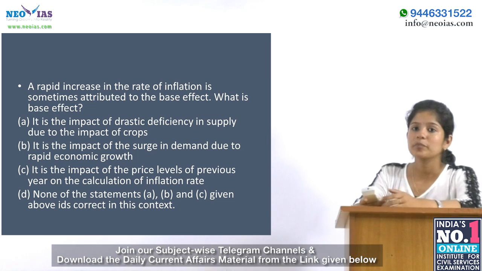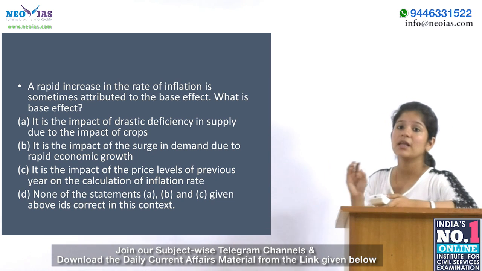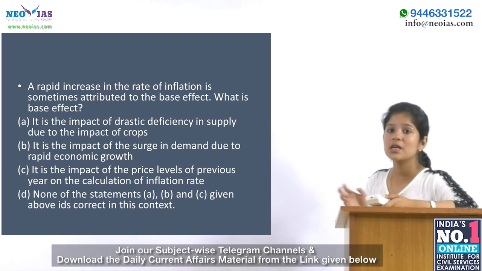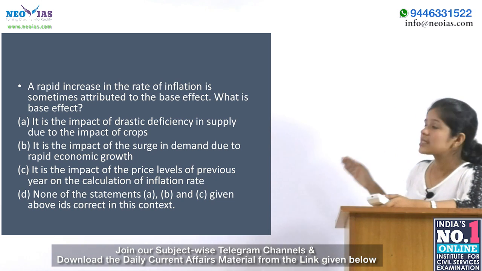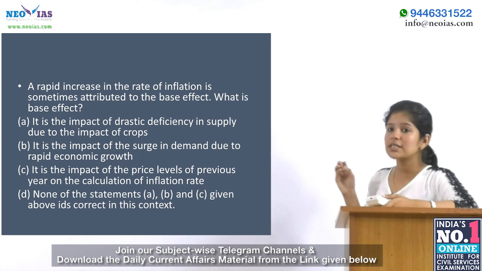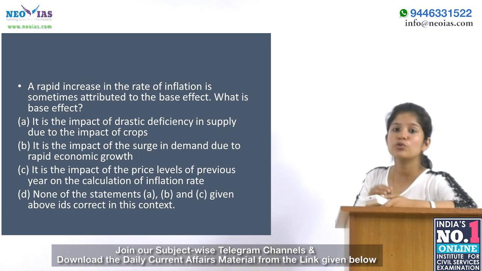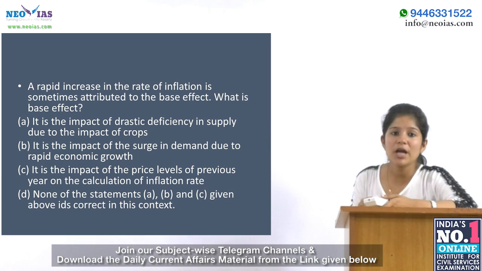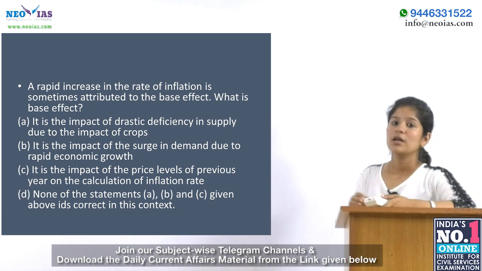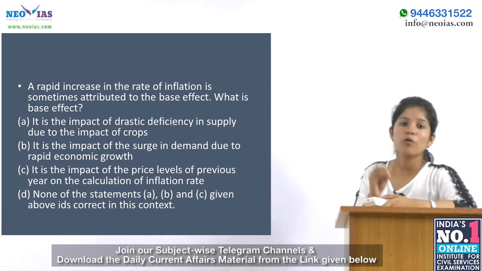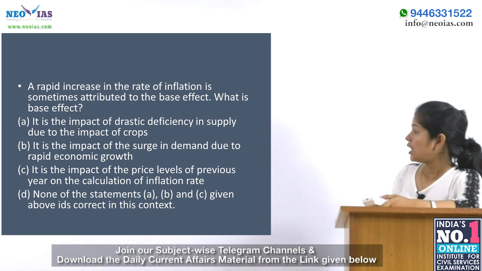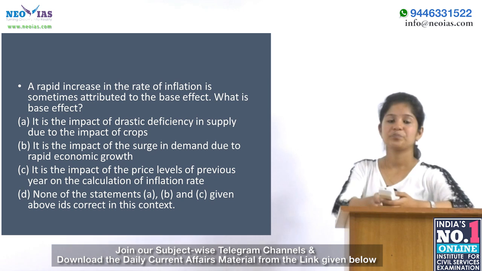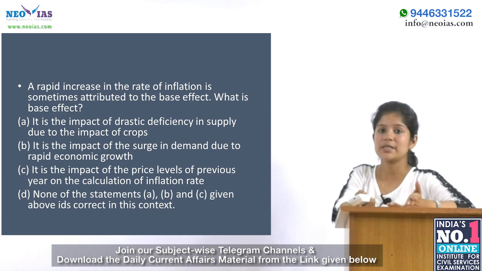The question is, a rapid increase in the rate of inflation is sometimes attributed to the base effect. So what is this base effect? A, it is the impact of drastic deficiency in supply due to the impact on crops. B, it is the impact of the surge in demand due to rapid economic growth. C, it is the impact of the price levels of the previous year on the calculation of inflation rate. D, it is none of the above. So, which is the right statement?